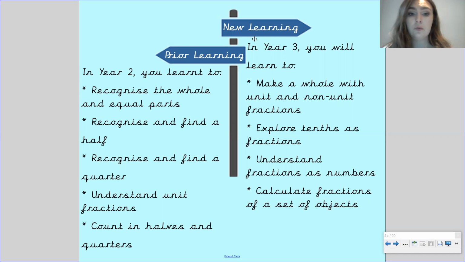So in year 2, when we looked at fractions, you learnt to recognise the whole and equal parts, to recognise and find a half, to recognise and find a quarter, to understand unit fractions, and to count in halves and quarters. Now in year 3, you're going to be learning to make a whole with unit and non-unit fractions, explore tenths as fractions, understand fractions as numbers, and calculate fractions of a set of objects.